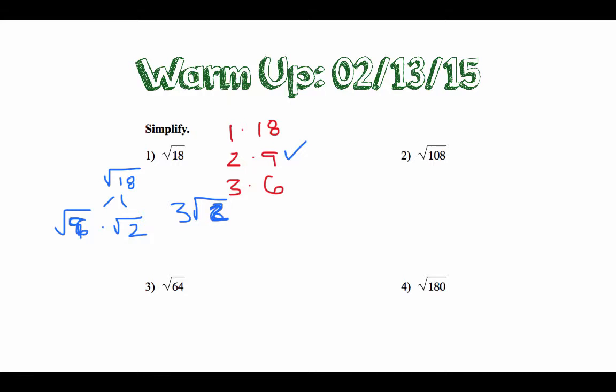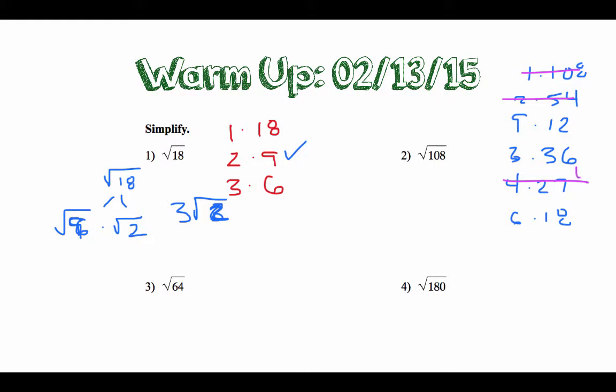Let's try a little bit bigger of a number. Let's take a look at 108. When we take a look at 108, we can start listing our factors, and we've got quite a few of them. It's a pretty divisible number, right? You start working your way through it, and what we want to do is find the largest factor that is a perfect square.